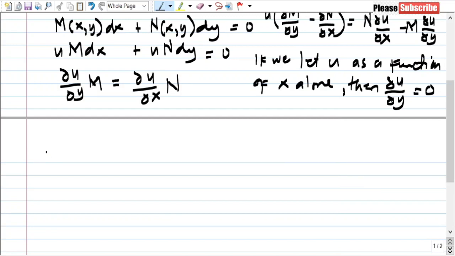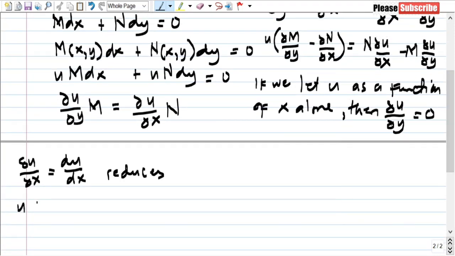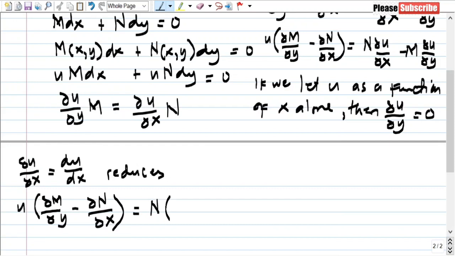Now, ano mangyayari dun sa partial derivative of u with respect to x? So, mangyayari, the partial derivative of u with respect to x, we can put that as du over dx, which then reduces to, saan siya marireduce? Okay? Check natin ito. So, magiging u multiplied by partial derivative of m with respect to y minus the partial derivative of n with respect to x. Ayan. And that is equal to, kung ito magiging 0, okay, anong natira? So, n lang. N, and then the derivative of u with respect to x, pinalitan na pala natin yung kanina ng du over dx. So, that is du over dx.